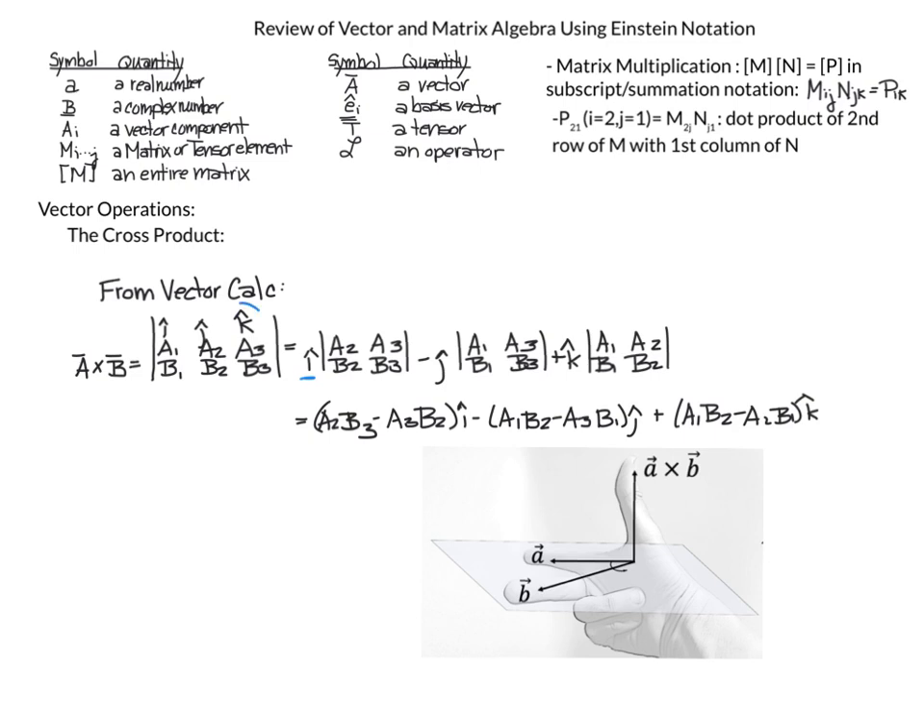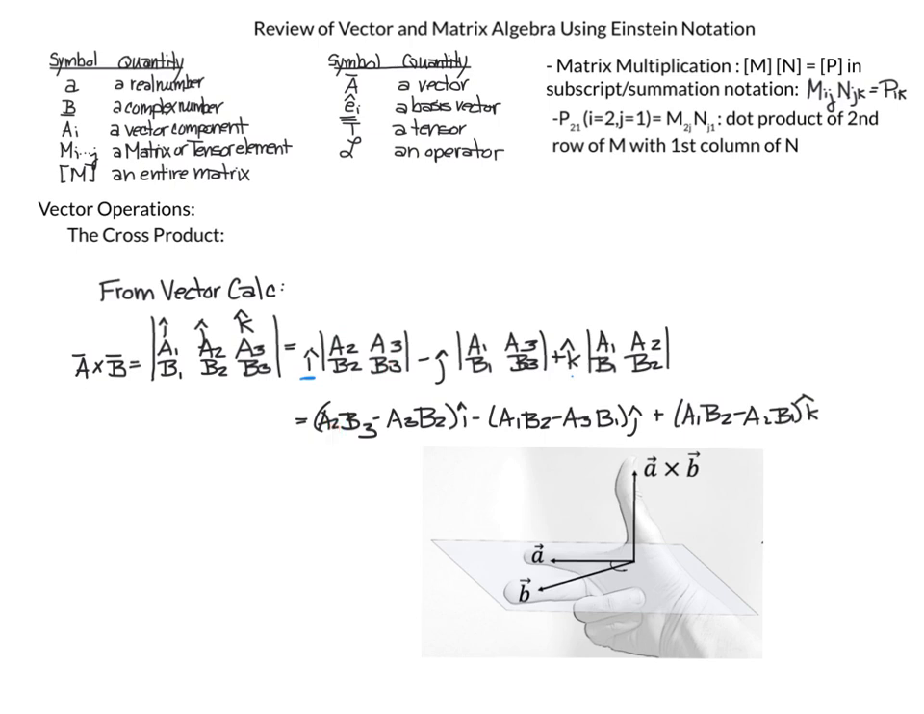Finally, we would consider this K. We would expand across the row K, cross out the row and column that K comes from, and take the determinant of the remaining 2 by 2, which is A1, A2, B1, B2. And then to get the determinant of the 2 by 2, we just cross multiply.